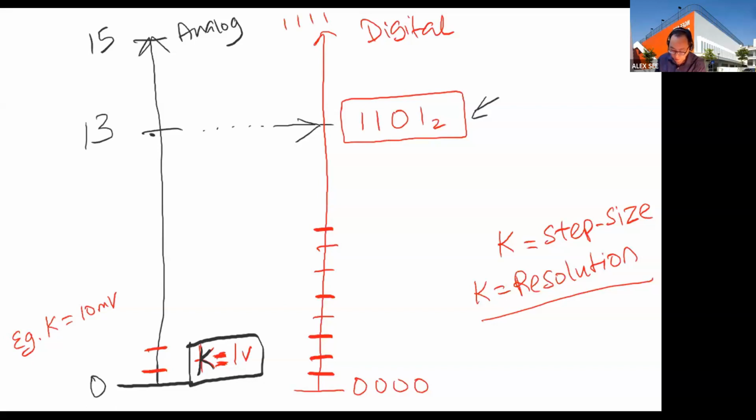Let's say you know that your one step is 1 volt, that means if I got 13 steps.